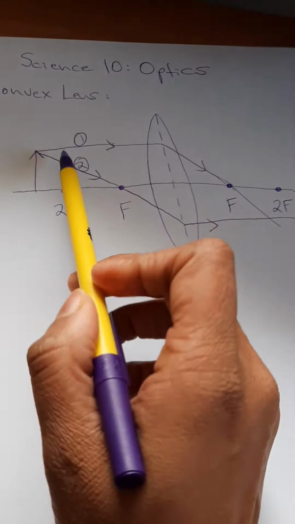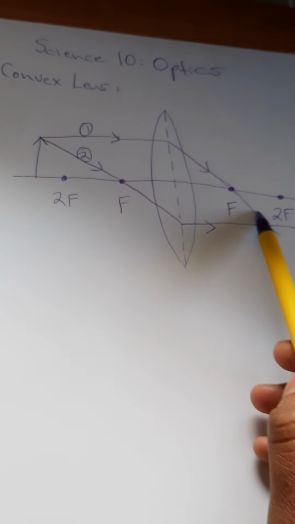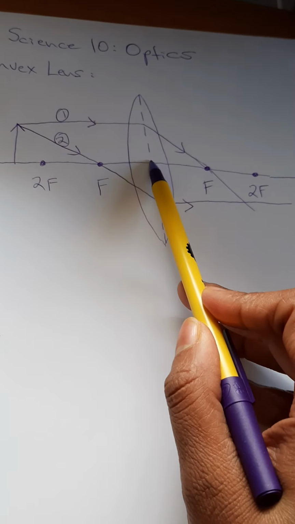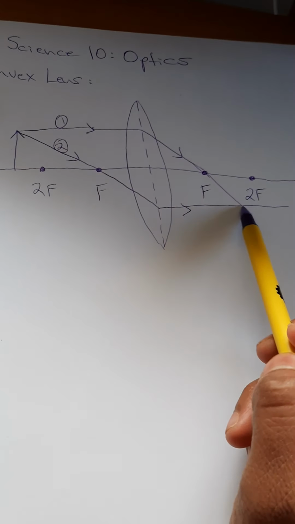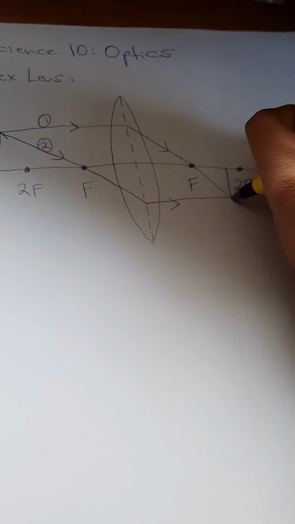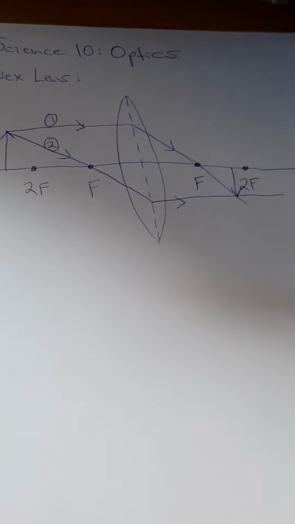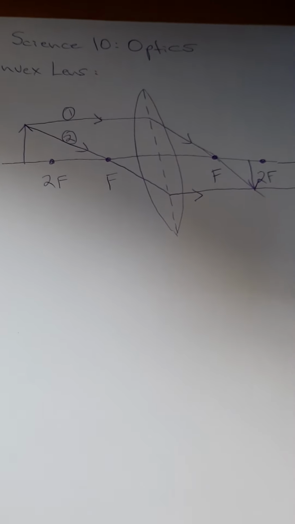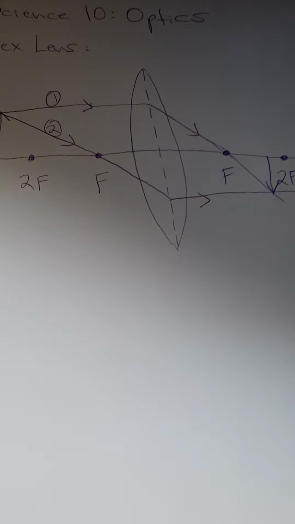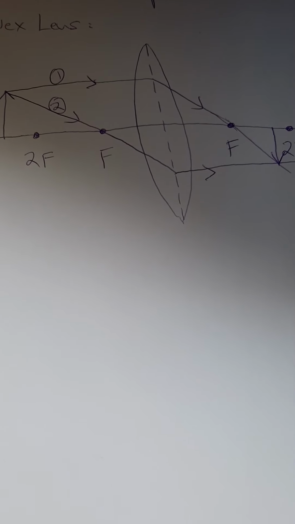I can actually draw the third ray as well. The third ray should be going through the center of this lens, and then it should meet at this point. All three rays should be intersecting at the same point. I'm not actually going to draw that out, and the reason is, again, my diagram is not to scale. So we're just going to leave it like this here.